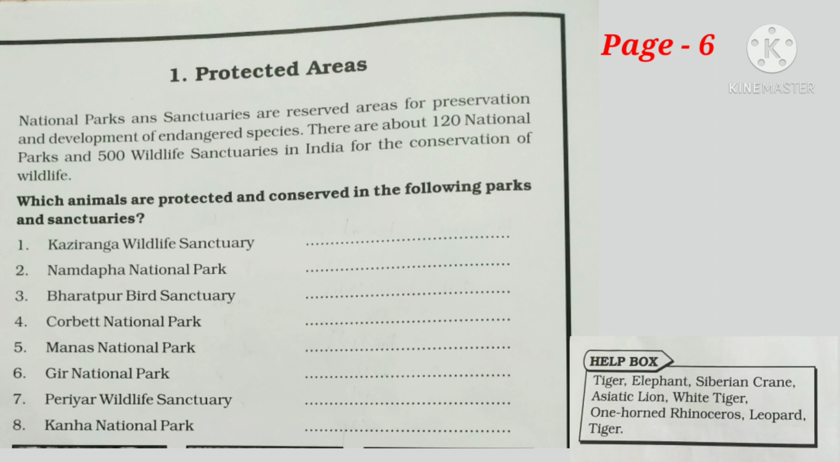So the first one is Kaziranga Wildlife Sanctuary. And I hope you all remember that one-horned rhinoceros are protected and conserved in this sanctuary. Alright. So the answer of the first one is one-horned rhinoceros. The second is Namdapha National Park, and leopards are protected and conserved in this park. Okay. The next one is Bharatpur Bird Sanctuary, and here Siberian cranes are protected and conserved.